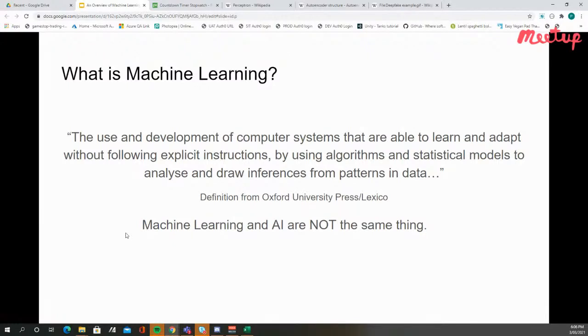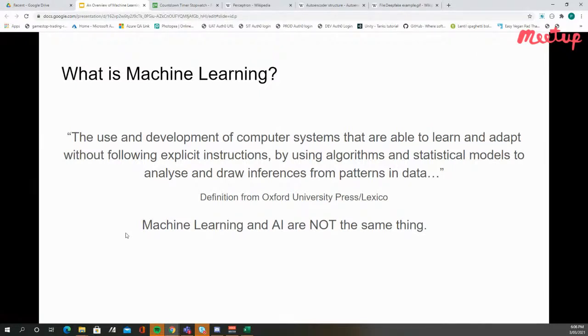The question I want to first pose is, what is machine learning? And the textbook definition of it is the use and development of computer systems that are able to learn and adapt without following explicit instructions by using algorithms and statistical models to draw inferences from patterns in data.